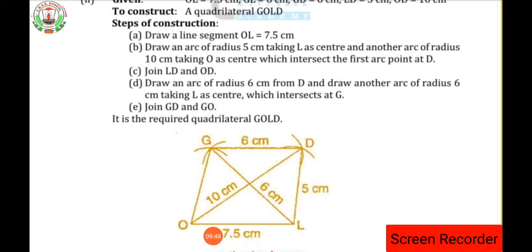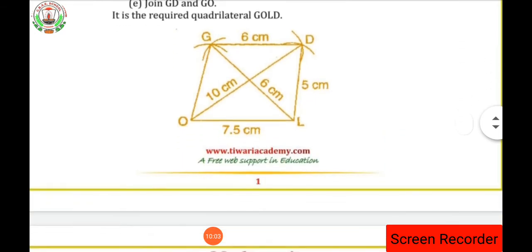That means G is the intersecting point. Now join GD and GO. Thus GOLD is the required quadrilateral over here. So have you understood the question? So looking for the next question.